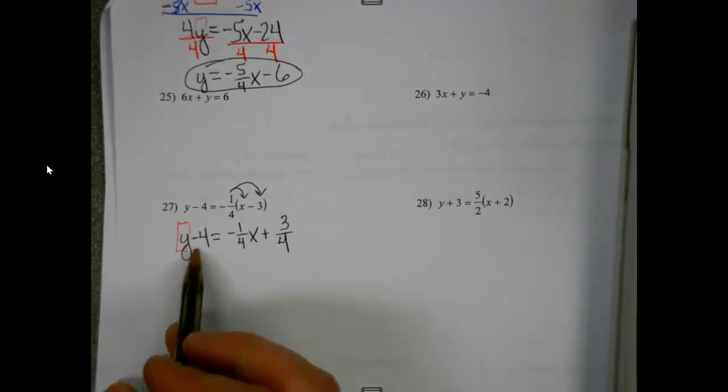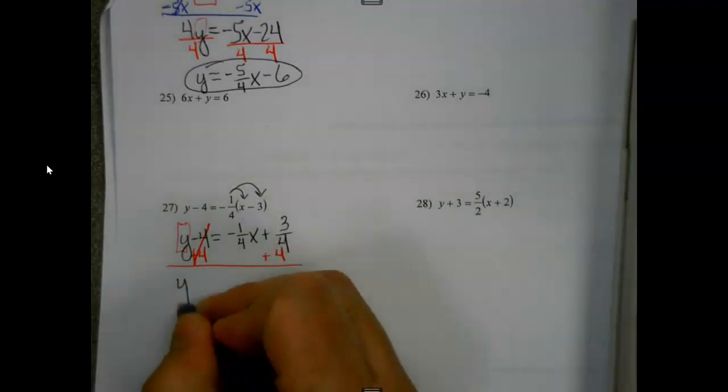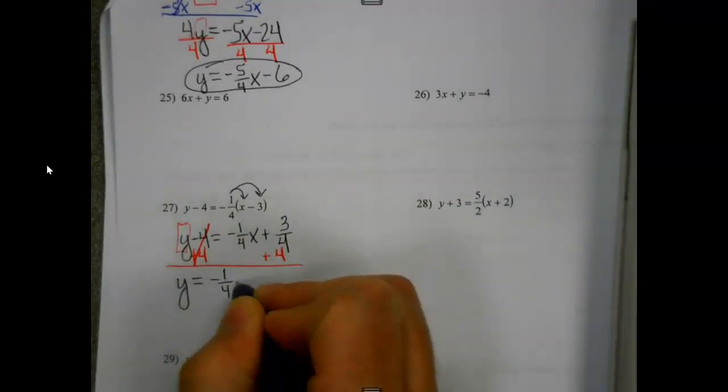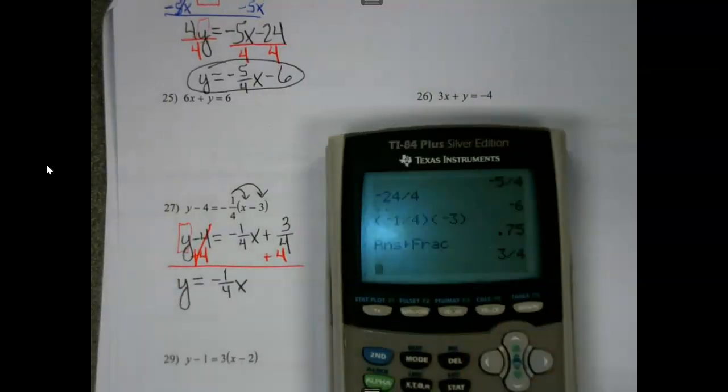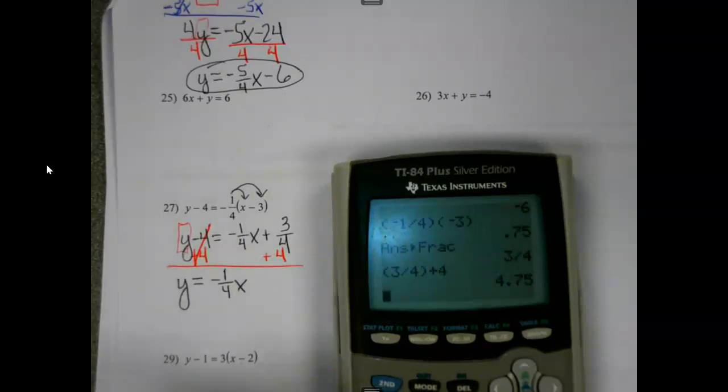So what's my one step to get y alone? How do I undo this? Add. No worries on this fraction that's coming. We got this under control. So what are we going to do? We're going to go to the calculator. So positive 3/4 in parentheses plus 4. We don't do decimals. Math, enter, enter. Which says the answer will be 19 over 4.